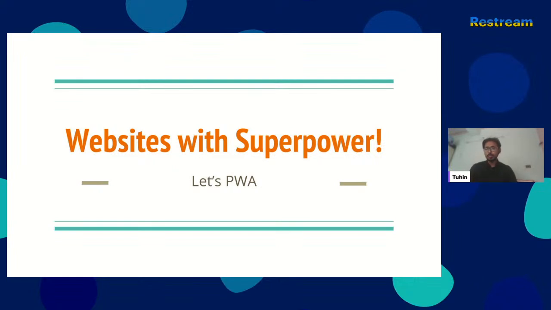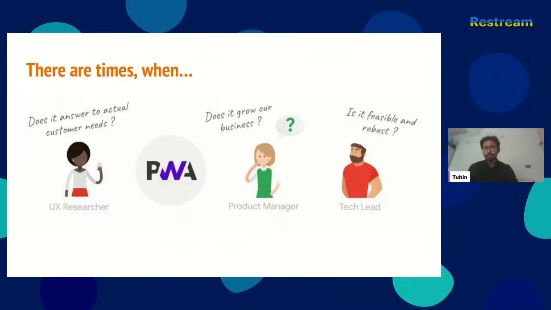So there was a time where people had a lot of questions like, does it actually meet the customer needs? Does it really grow our business? Is it feasible, is it robust? Because as of now, we all know that websites are sometimes unreliable. That totally depends on whether the entire end-to-end journey is going smoothly or not. Maybe there are network hiccups, maybe there are offline issues. Sometimes it takes a longer amount of time to load.